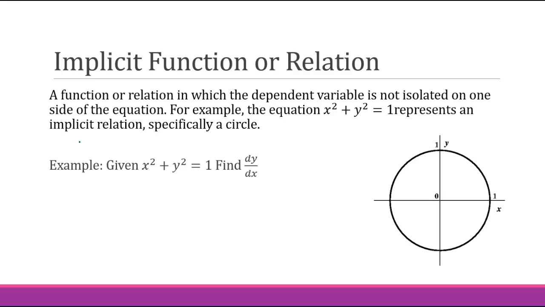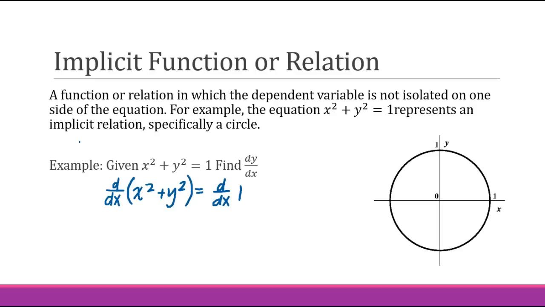So what we're going to do is take the derivative with respect to x on both sides of the equation. So since we want the derivative of y, essentially, with respect to x, we need to take d/dx of both sides. So d/dx of x squared plus y squared, and then d/dx of 1.